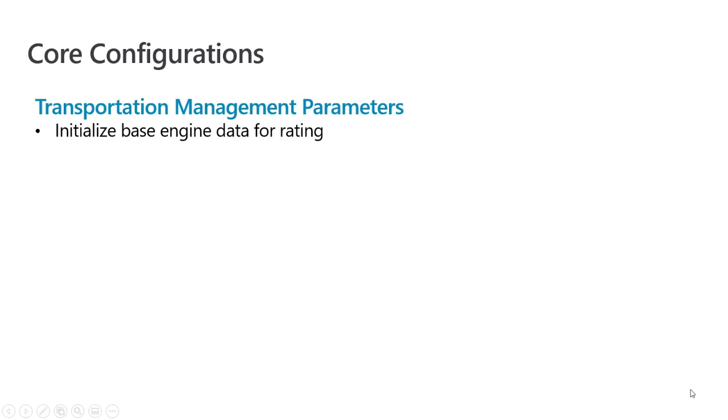So let's get started. For our core configurations, the first one that I want to talk about is within our transportation management parameters. These are our module level parameters. The first thing that we need to do, and this is only applicable when we first set up a new environment, is go into our transportation management parameters and click this button that says initialize base engine data. We need to do that for all of our engines within the transportation management module to be populated with all of the default information so that the users are not having to set up all of those engines manually. So that's just a one-time setup anytime you have a new environment.